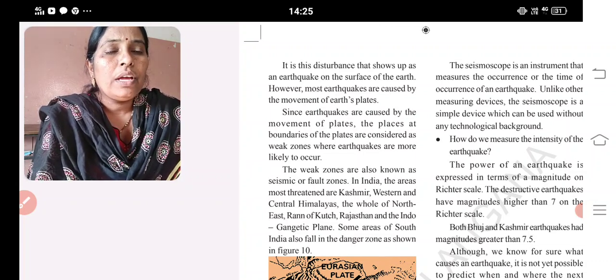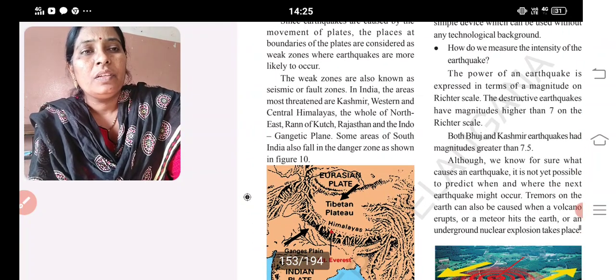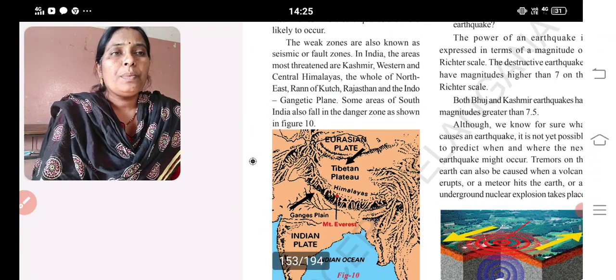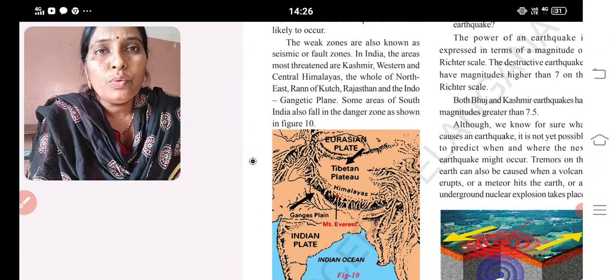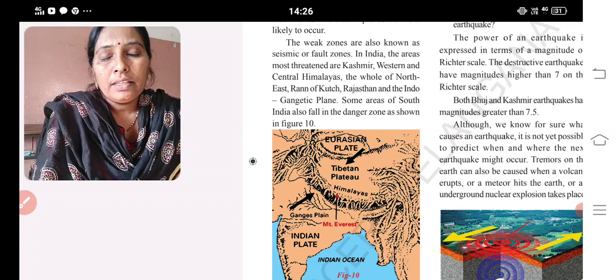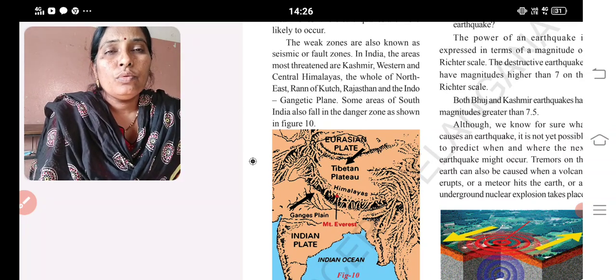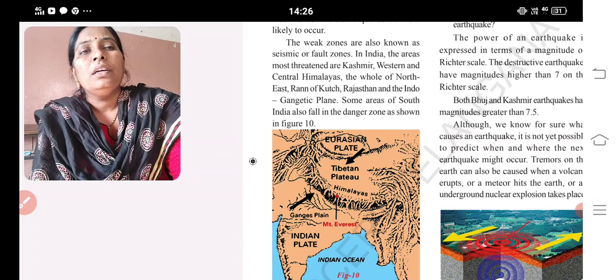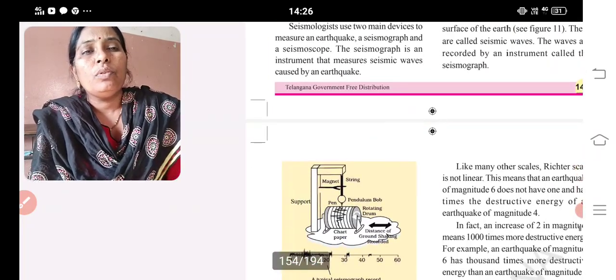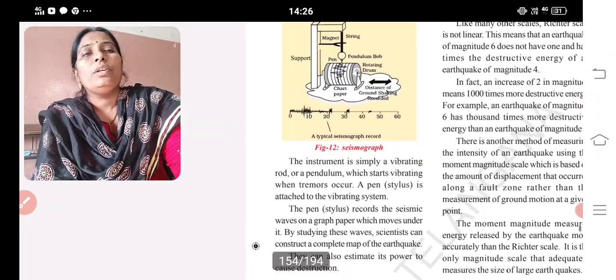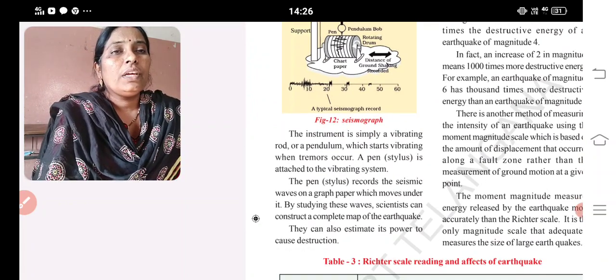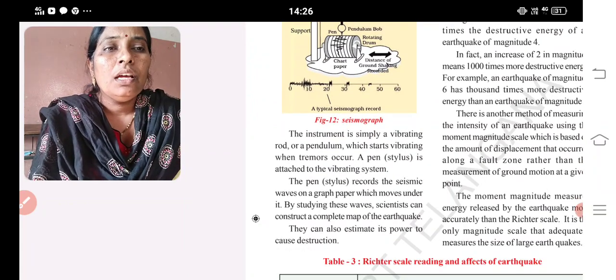So here we have the seismoscope and seismograph, which are used to get the intensity. They know the magnitude and the intensity of the earthquake after it has happened, but we have no chance to predict the earthquake, when and where it is going to happen. So with the seismograph and the seismoscope, we identify the intensity of the earthquake, that is, the magnitude of the earthquake.